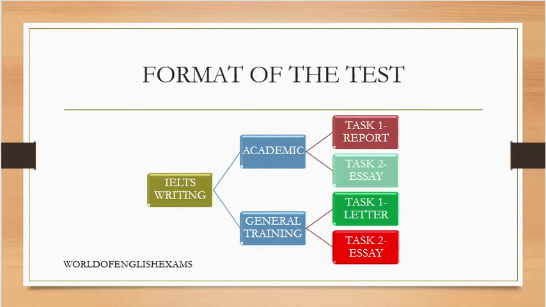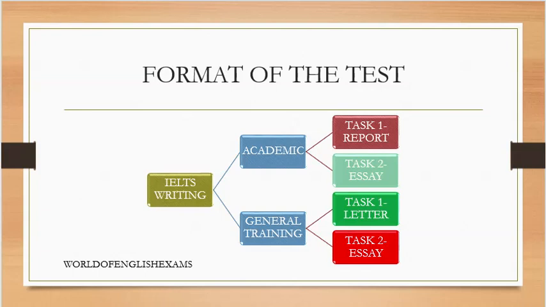So make sure that you are completing both the tasks within the time, and for that you have to allot 20 minutes for completing task 1, whether it is a report or a letter, and 40 minutes should be the time for task 2. Ideally, this is how you have to divide the time.